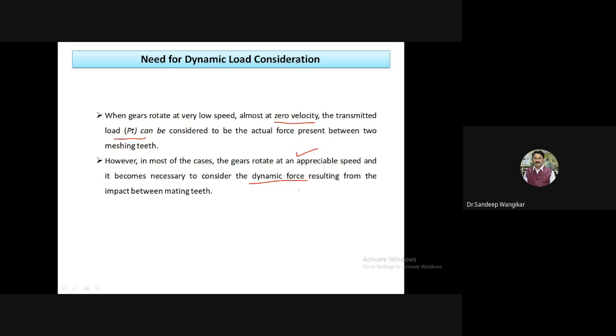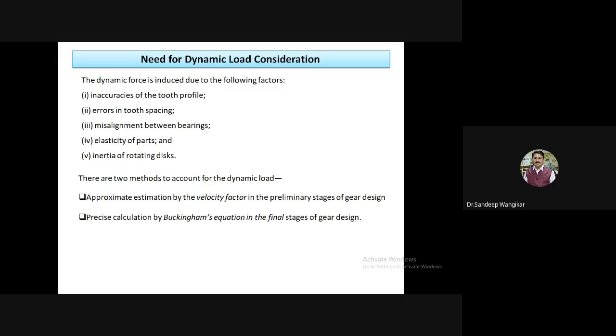Due to this, dynamic forces also act on the gear, and we have to consider the dynamic forces in the design of gears in order to calculate the module and further dimensions of the gear so that it will not fail during working conditions, because of this effective load calculation. So we have to consider the dynamic load also. The need for dynamic load consideration: the dynamic force is induced due to the following factors.